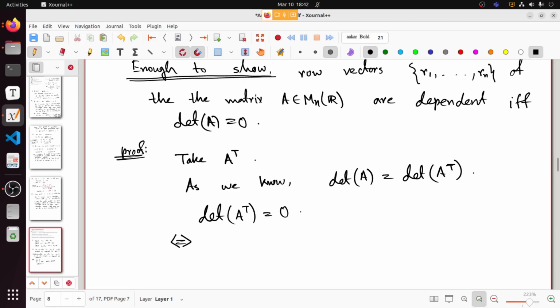So A is the matrix, right? Now these rows become the columns of A transpose. So in A transpose, these are the columns R1, R2, Rn. Now this becomes the column. So these are the columns. A transpose is not invertible, right? Because the determinant of A transpose is 0 means this matrix is not invertible.